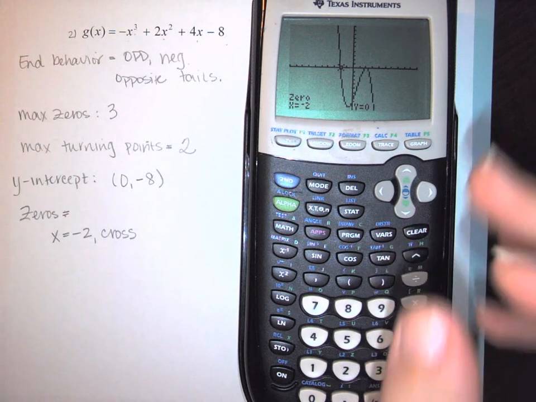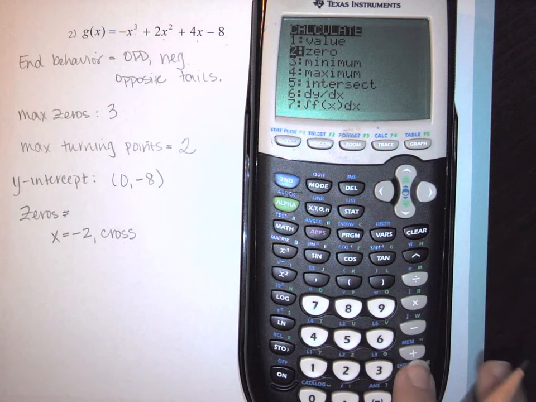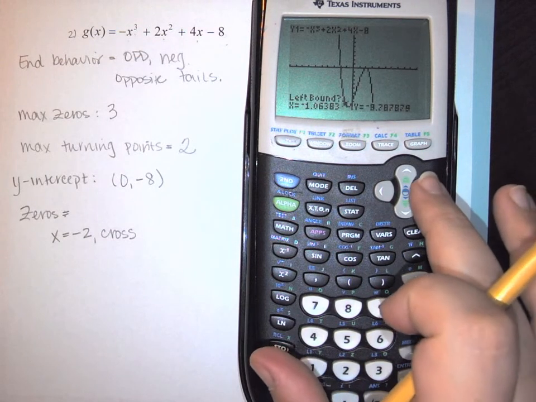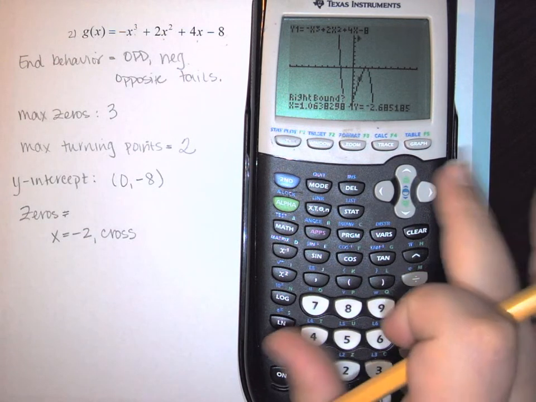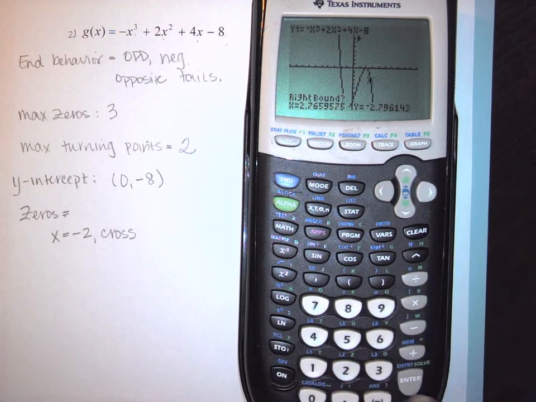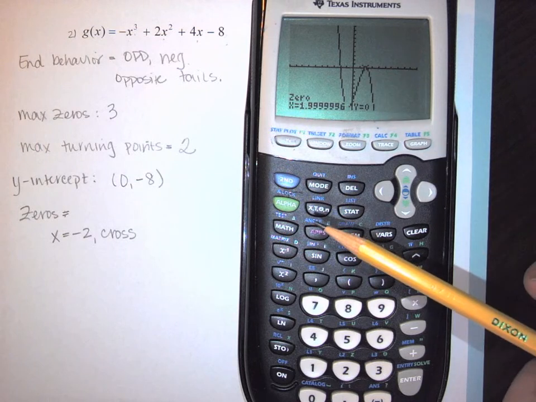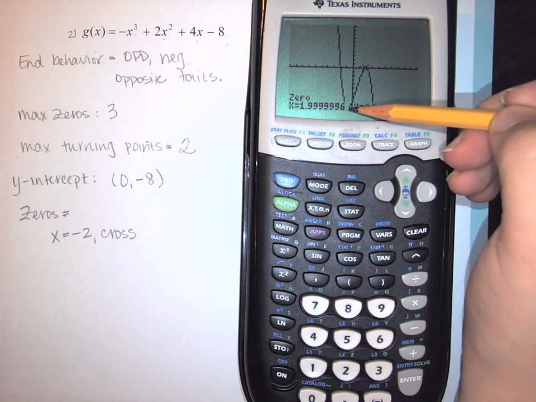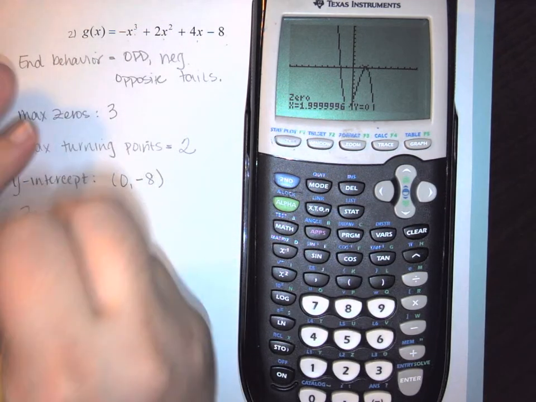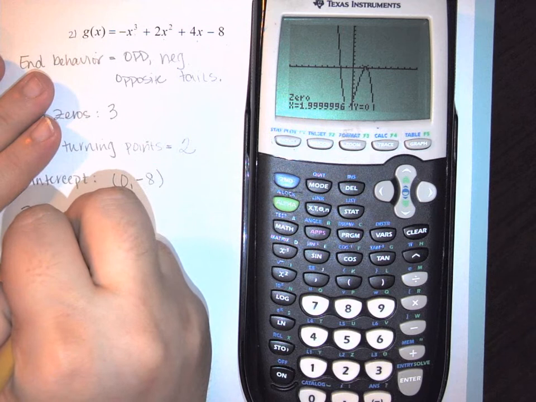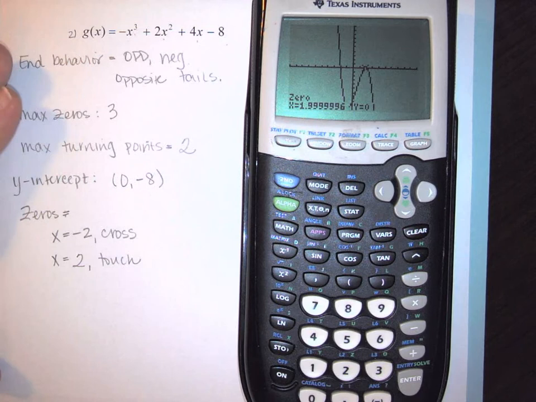Now I need to look at my next 0. So again, Second Calc, come down to 0. I need to move over to the left-hand side of my next 0 point and hit Enter. Then I'm going to move over to the right-hand side, enter a third time for your guess, and it's going to tell you where the 0 is. So if you look at it, you can see that this is 1.99996. In other words, we have x equals 2, and in this case we are going to touch it.